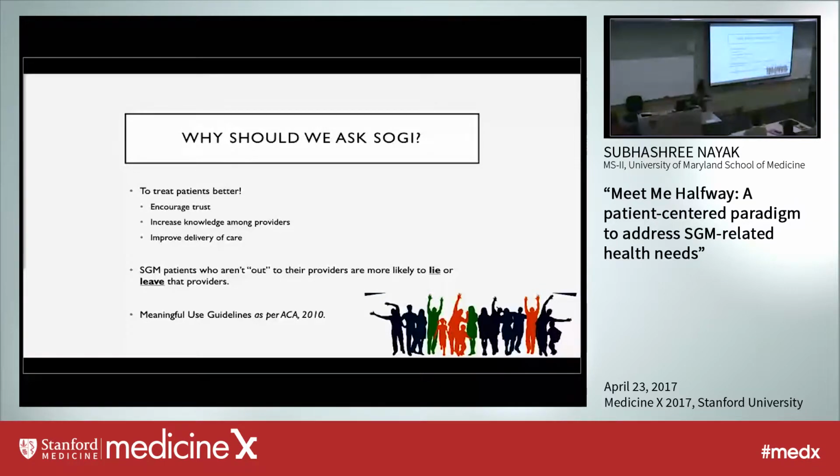The other big implication is that sexual and gender minority patients who aren't out to their providers are more likely to lie or to leave that provider. And these have serious health implications. And if that hasn't convinced you, then maybe the laws might. So meaningful use guidelines. These are a set of guidelines that are used to inform you on how to best use the electronic medical records, I believe, as per the Affordable Care Act. The meaningful use guidelines essentially dictate that they want to start collecting the gender identity and sexual orientation data, I believe, by 2020. So if you haven't started asking this question to your patients, you should.